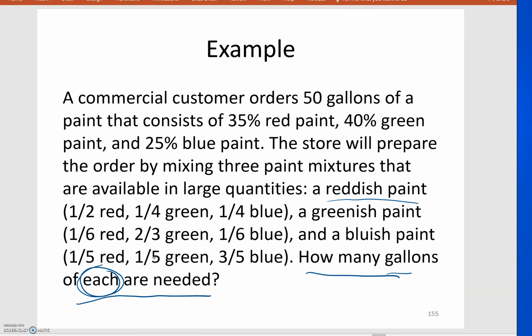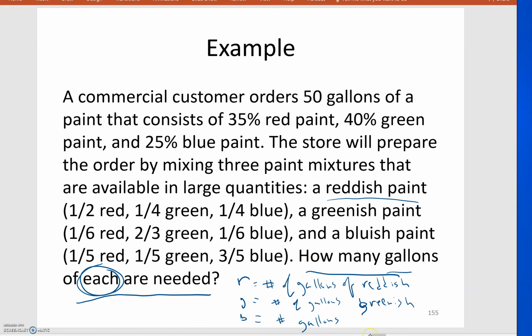So let's use RGB. R is going to be number of gallons of the reddish paint. G is number of gallons of the greenish paint. And finally, B is number of gallons of the bluish paint.